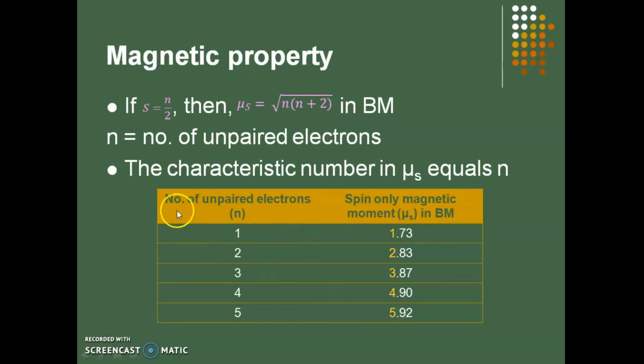Now, when we calculate the spin-only magnetic moment for the unpaired electrons, we will be getting values like this. Now we can see that the characteristic number in the magnetic moment value is equal to the number of unpaired electrons. And also we have to observe that on the decimal side, all the numbers are greater than 5. So this is very useful because we will be applying this in the problems.